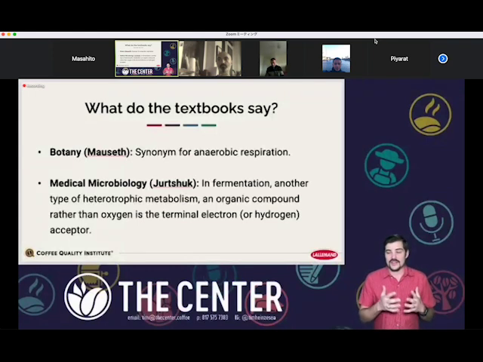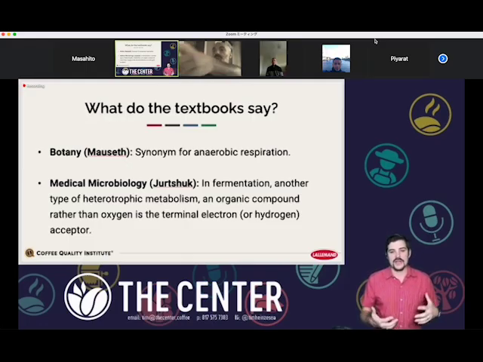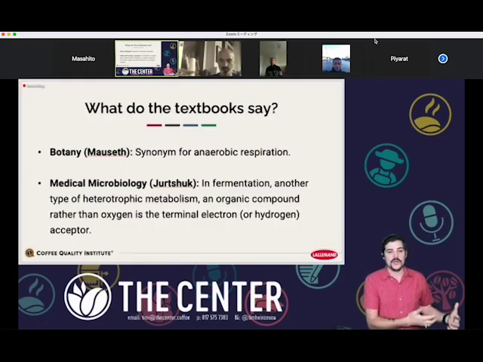And particularly when we talk about botany, they understand fermentation to be a synonym for a type of anaerobic respiration. All right, then if you look at medical microbiology, you see fermentation described as another type of heterotrophic metabolism. Just to note, a heterotroph is basically an organism that cannot produce its own food. So it takes nutrition from other sources, particularly organic carbons, and utilizes those in its own production of energy.